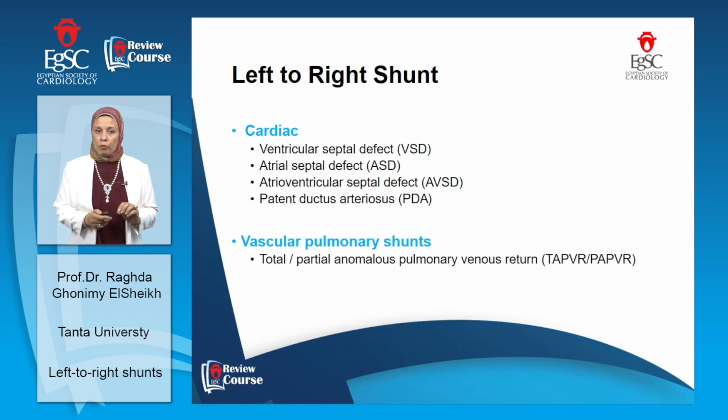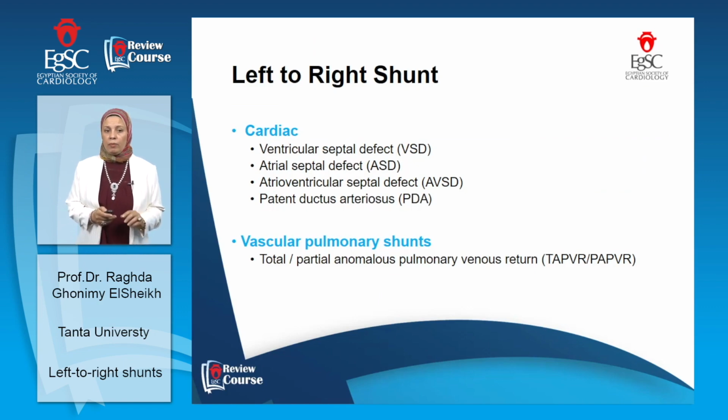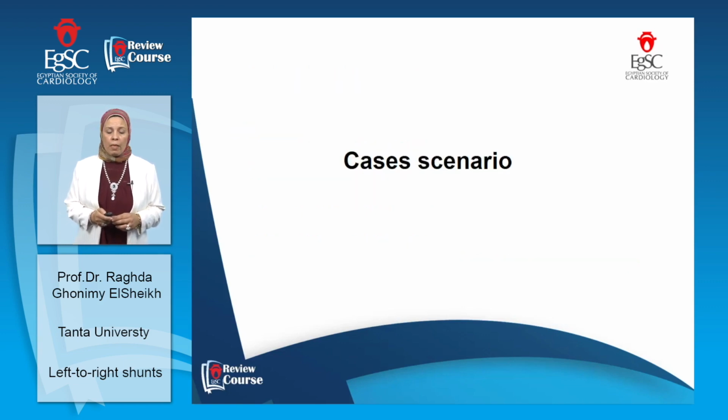Speaking about the left to right shunt, we have different types. Either cardiac, such as atrial septal defect, ventricular septal defect, atrioventricular septal defect and patent ductus arteriosus, or a vascular shunt, such as total and partial anomalous pulmonary venous drainage.